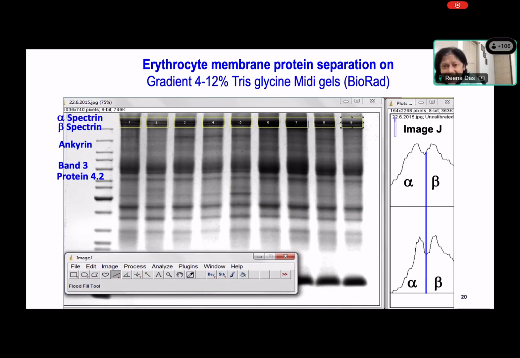We have to lyse the RBCs and do very high-speed, multiple centrifugations so that what is left behind is just the red cell membrane. Then the protein quantitation has to be done. And then we do an electrophoresis, which is a gradient electrophoresis.